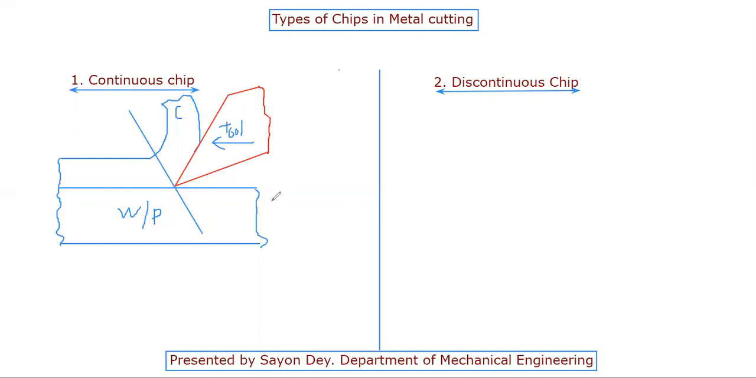Now I'm going to discuss the other one, that is the discontinuous type of chip. Again, I am drawing this discontinuous type of chips. These are difficult to draw here, but still I'm trying.